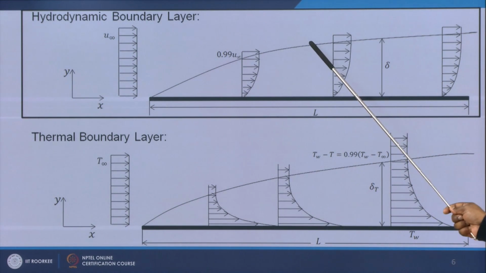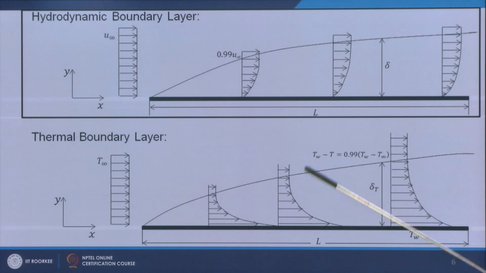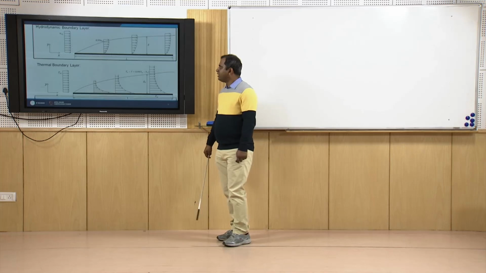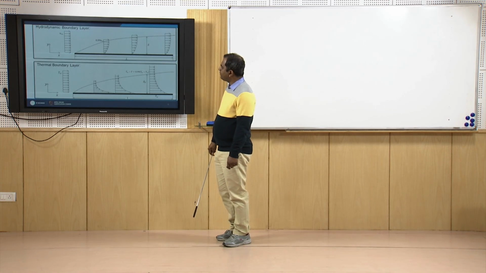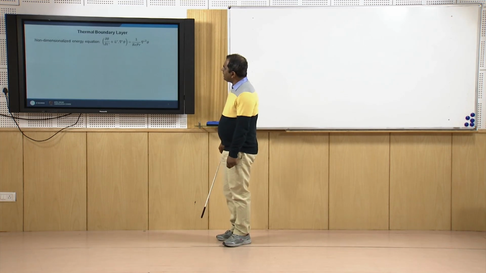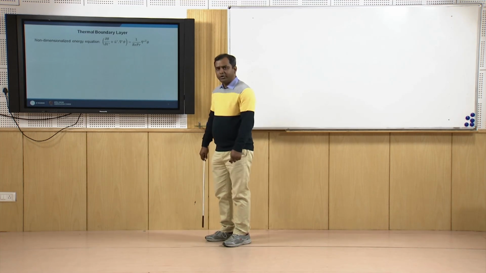So just like your velocity boundary layer, you can have a thermal boundary layer, and just like the velocity boundary layer thickness, we can have the thermal boundary layer thickness. This is a very important concept. You can see the thermal boundary layer over here. Next, let us look at it from the thermal boundary layer point of view.